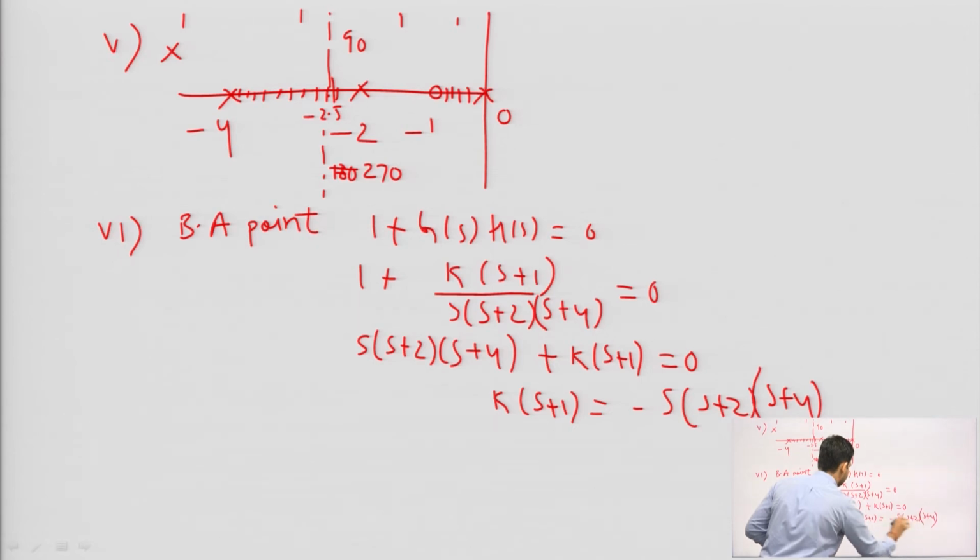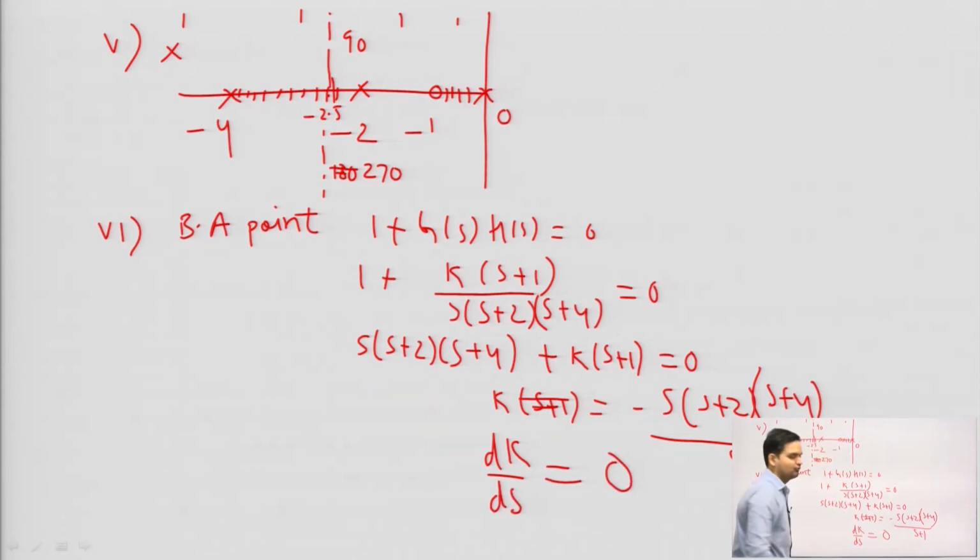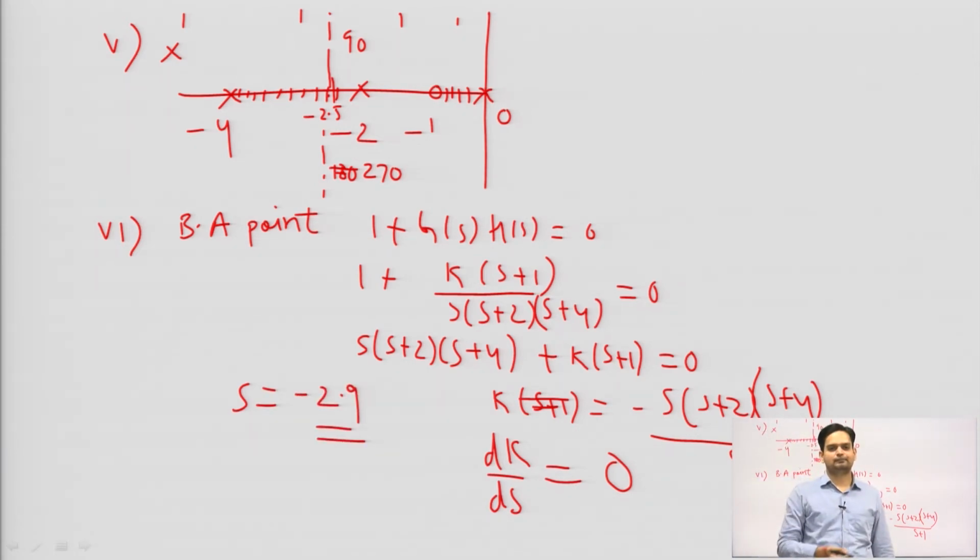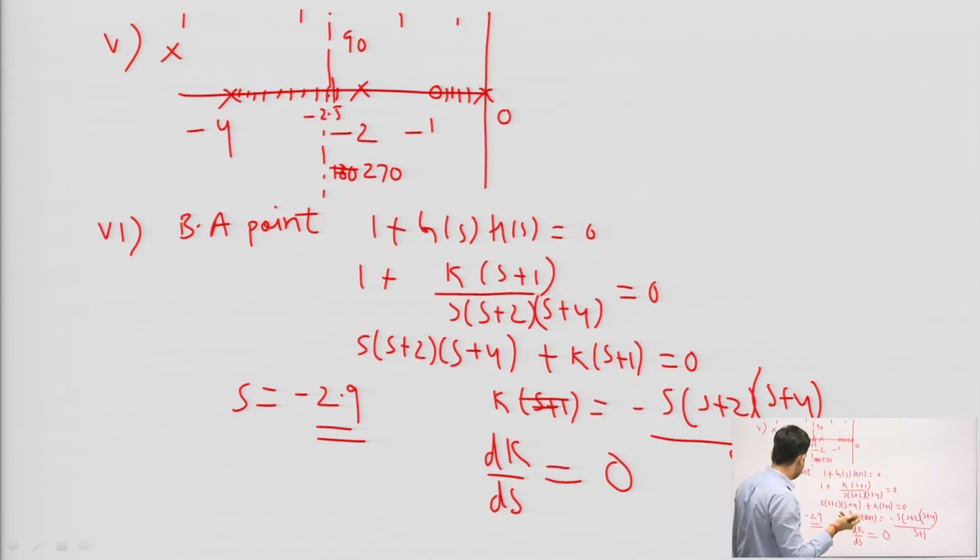If you further solve it, the value of k would be equal to something divided by s plus 1, and then you need to calculate dk by ds equal to 0. If you do this calculation, you will find the valid breakaway point at s equal to around minus 2.9. You can solve this equation and you will get multiple values. The valid value would be minus 2.9. It means this would be my breakaway point.